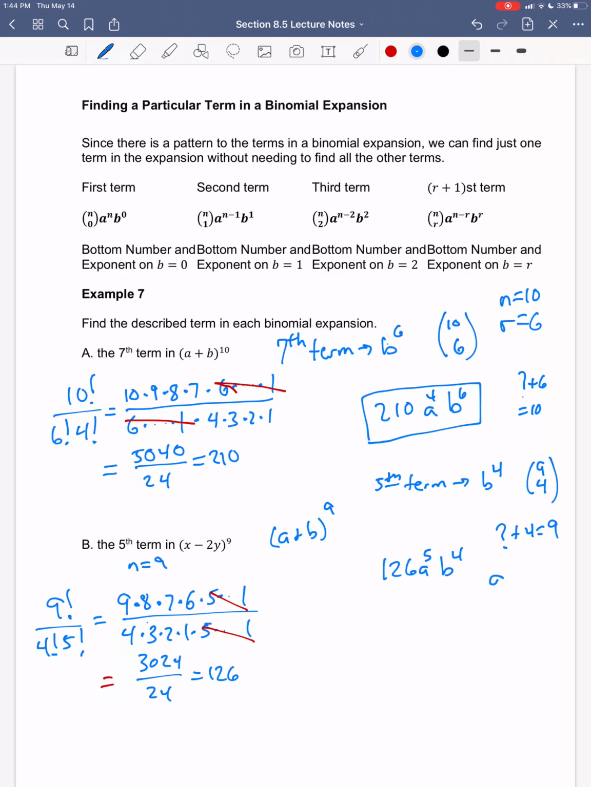But now I'm going to let a equal x, and I'm going to let b equal negative 2y. So I'm going to get 126 x to the 5th times negative 2y to the 4th. Negative 2 to the 4th is positive 16. So I get 126 times 16. That's going to be 2016 x to the 5th, y to the 4th.